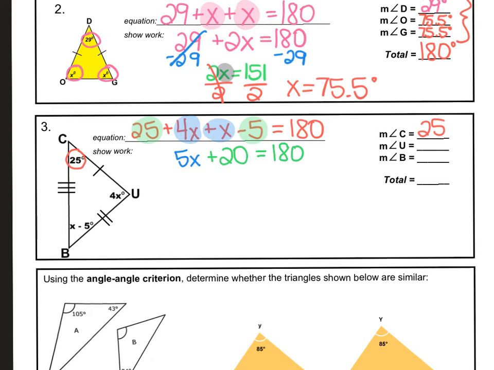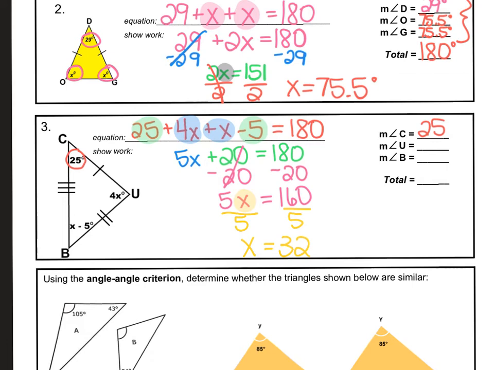Now we can continue to solve, and to get the 5x by itself, we would do the opposite of adding 20, which is subtracting 20. And we get 5x equals 160. So now we need x by itself. So we are going to divide each side by 5. And we get x equals 32.